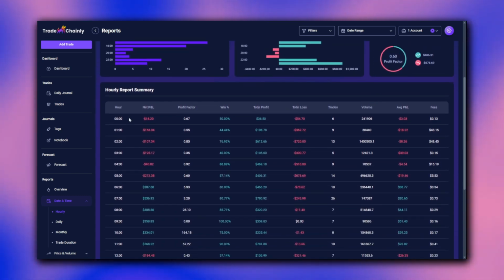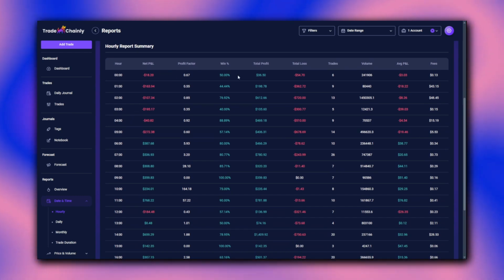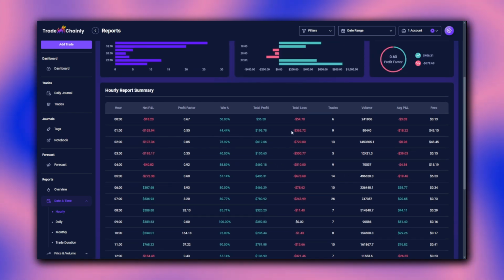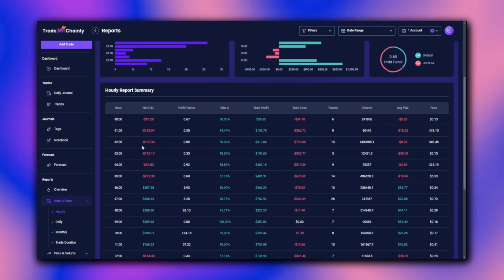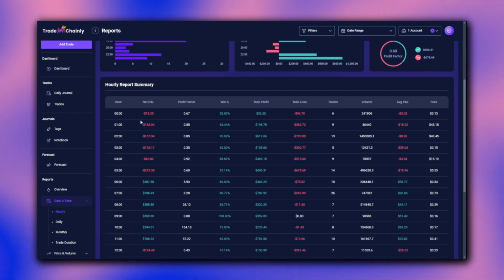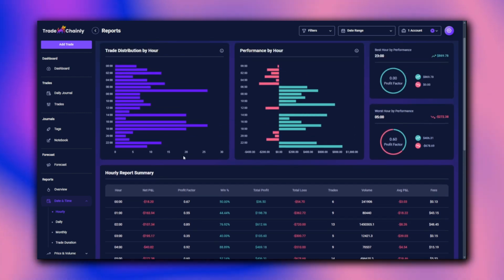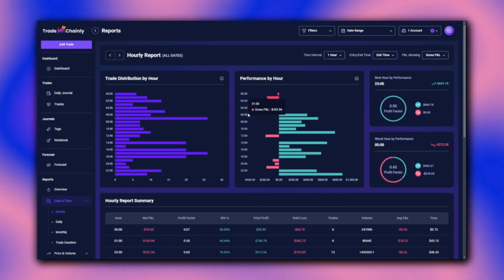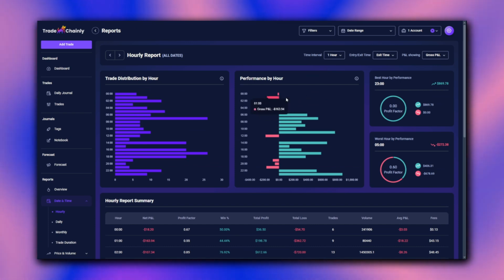Below is the hourly summary. For each hour, you can spot real patterns. Overtrading windows, hours with strong win percentage but weak RR, or a single hour that drags the entire day down. For example, I noticed my P&L from 1 a.m. to 6 a.m. is consistently low.